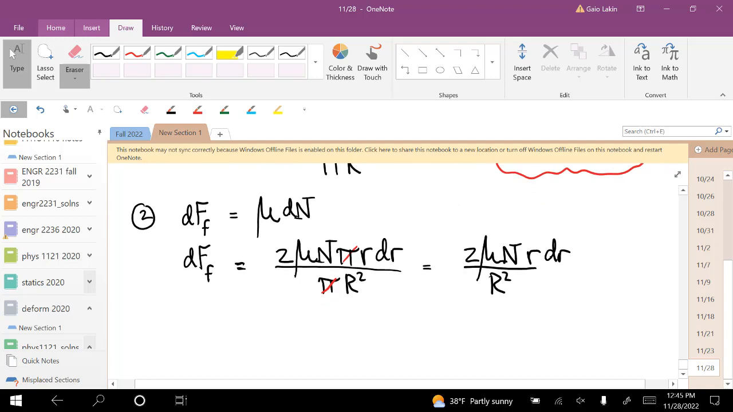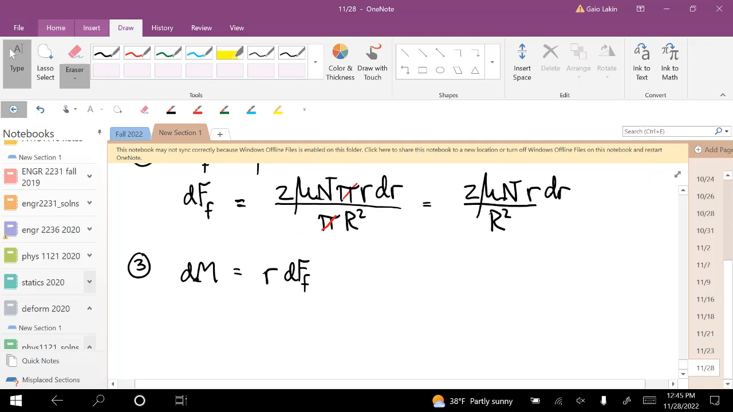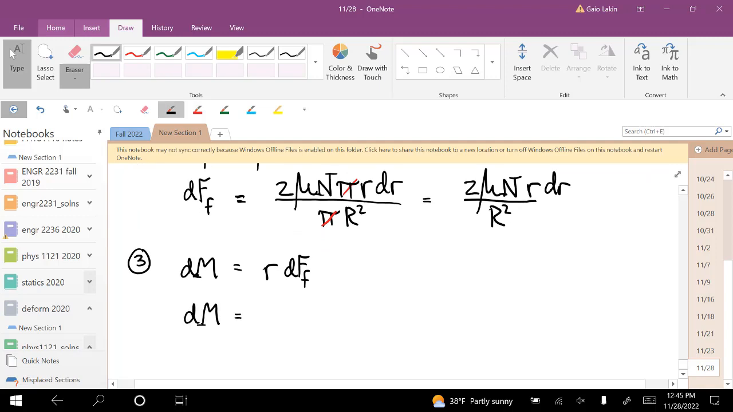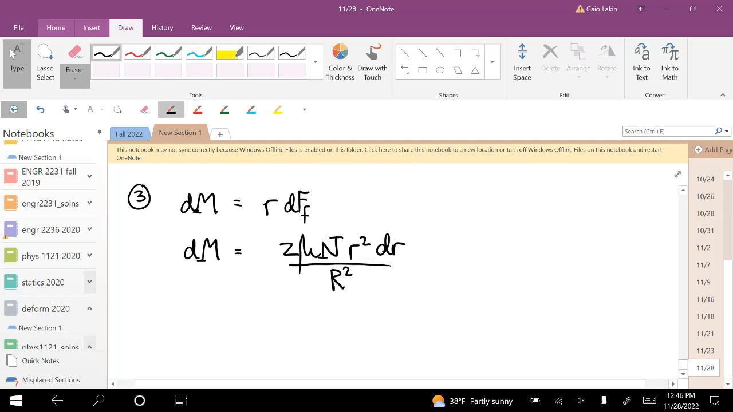Okay, so now how do we go from the force of friction to the infinitesimal bit of moment? Well, since that whole infinitesimal area is the same distance r from the axis of rotation, dm is just equal to r times d force of friction. And so dm is equal to 2 mu n little r squared dr over big R squared. That's our little increment of moment.